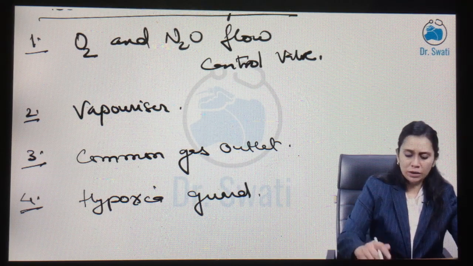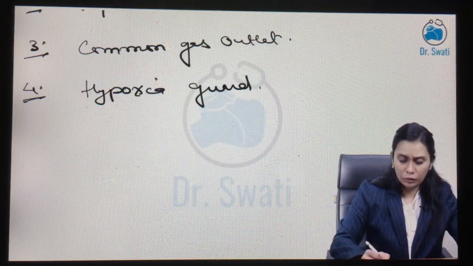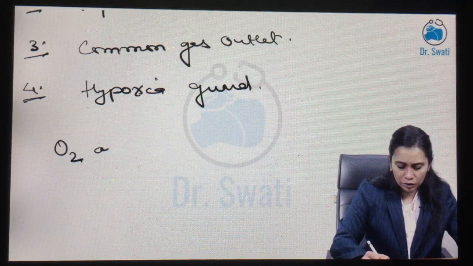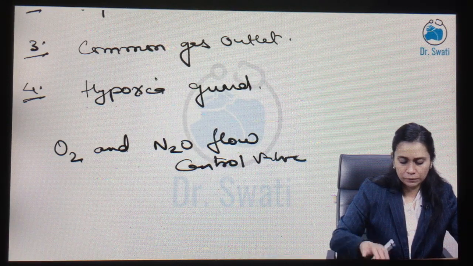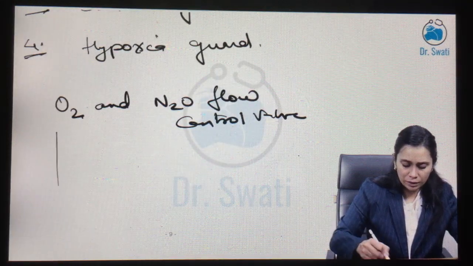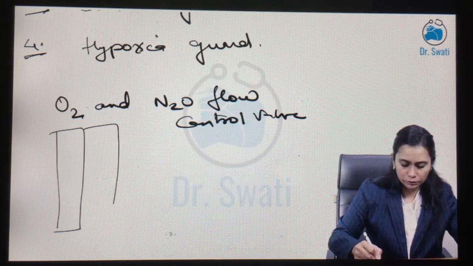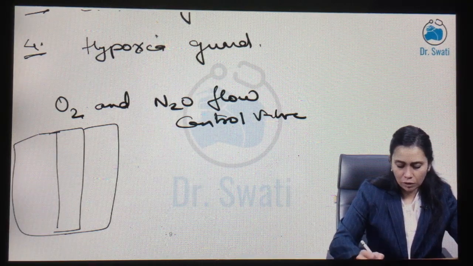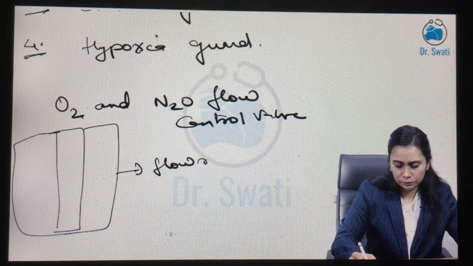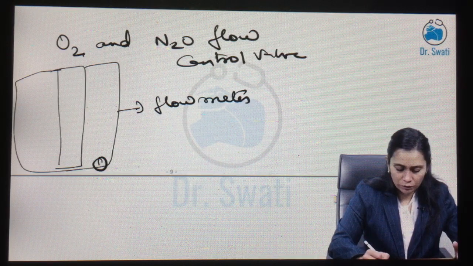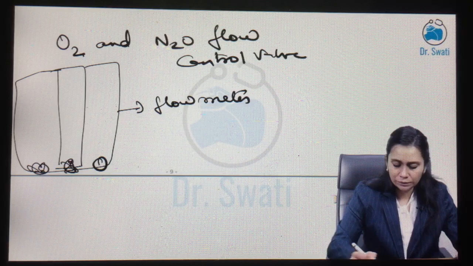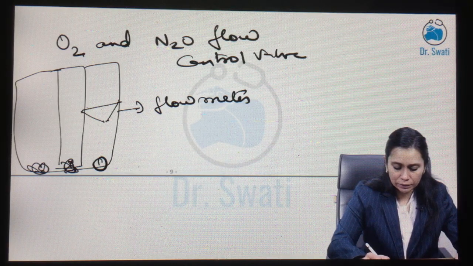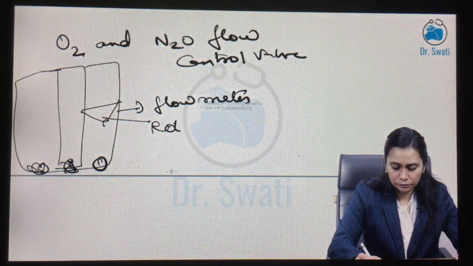So let us first talk about the oxygen and nitrous oxide flow control valve, which I was showing on the machine. This whole system of these flows is called the flow meter. This is the oxygen flow control valve, this is the nitrous oxide flow control valve, and this is the air flow control valve. Okay? The individual indicators are called rotameters.